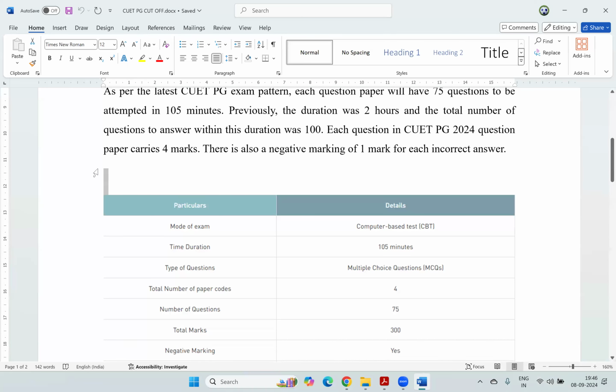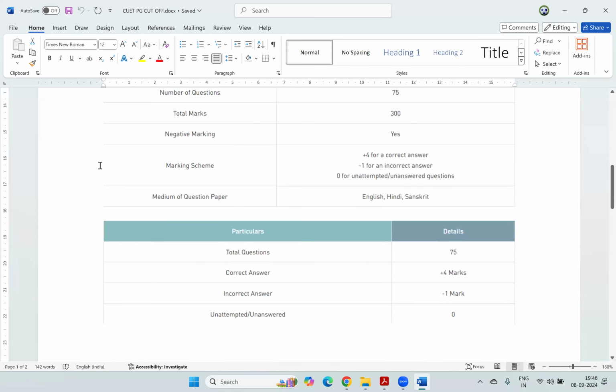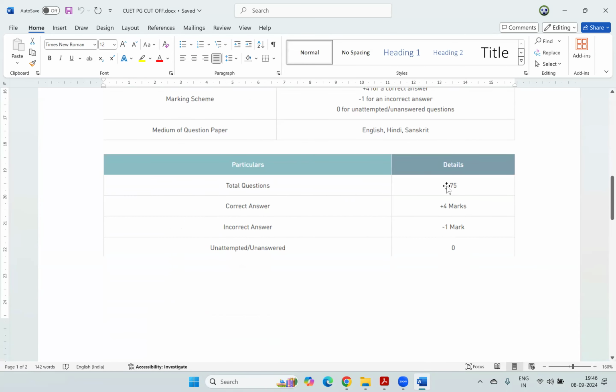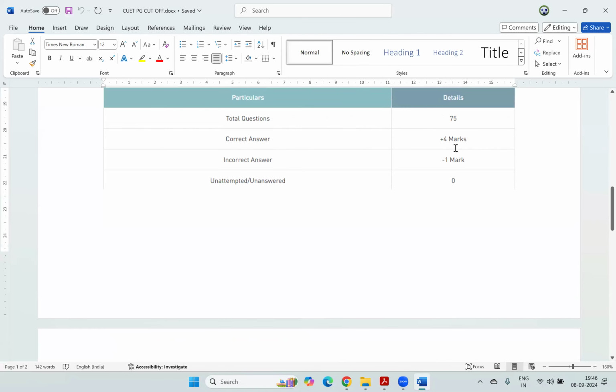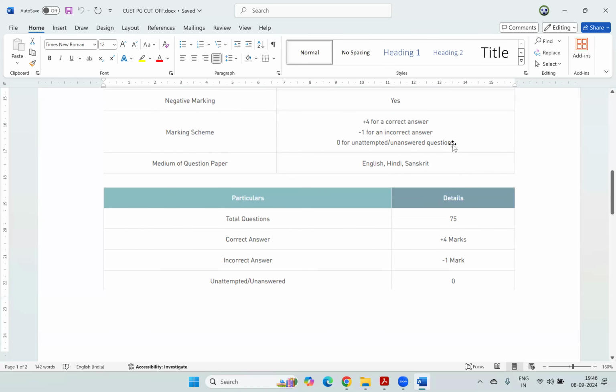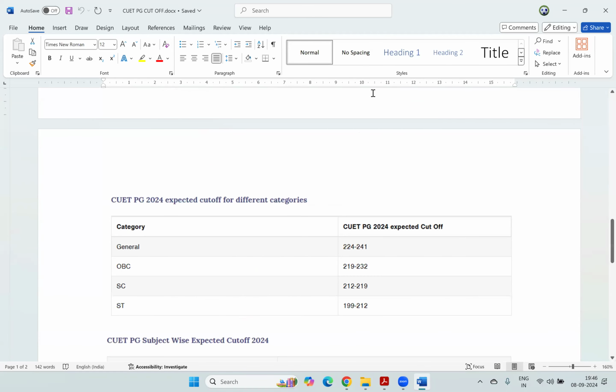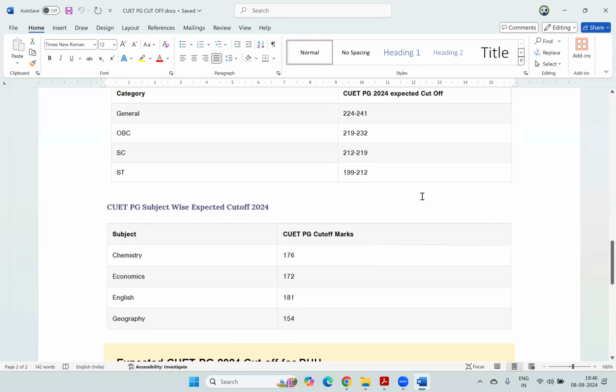All right, now I think that answers your question. So see, total questions 75, correct answer +4, incorrect answer -1. The 4 that was there is gone, plus an extra -1. Unattempted or unanswered is 0, so there is no negative for unattempted or unanswered. So that is something to keep in mind. Okay, so fine. Any other questions?